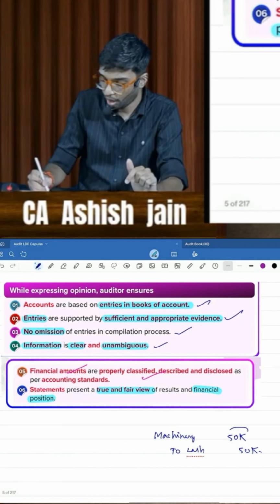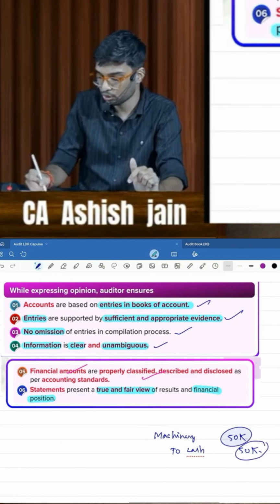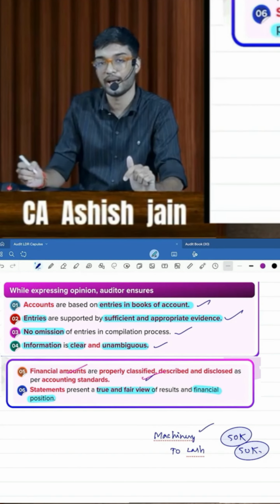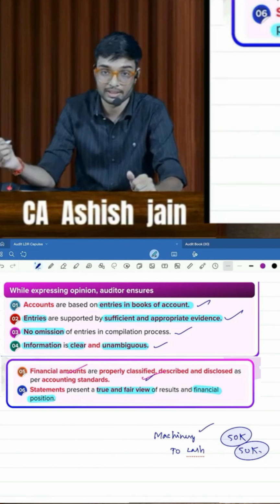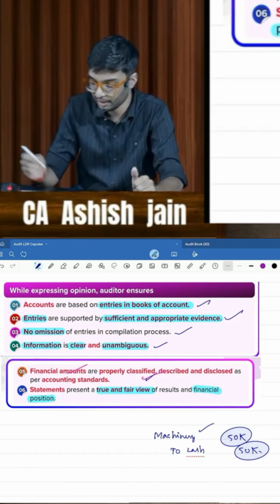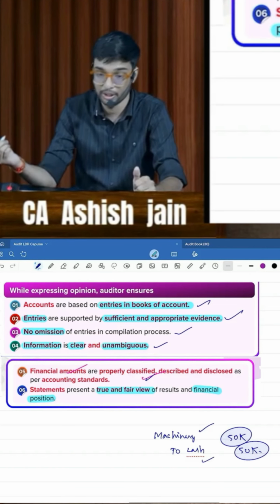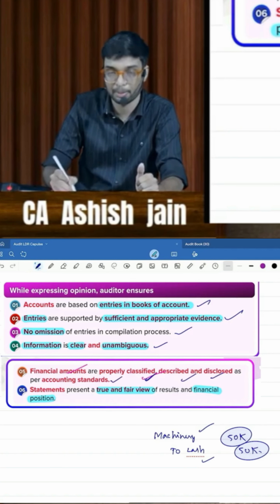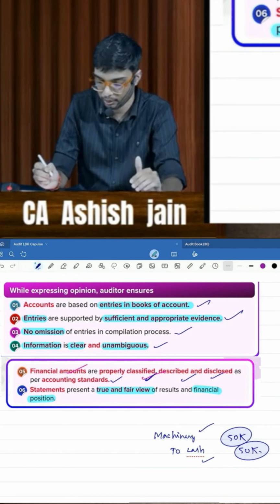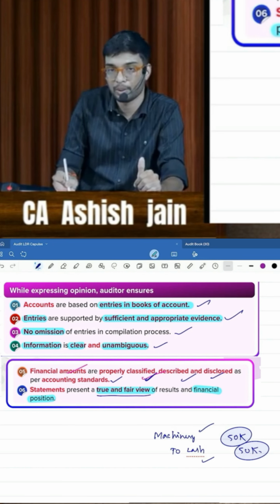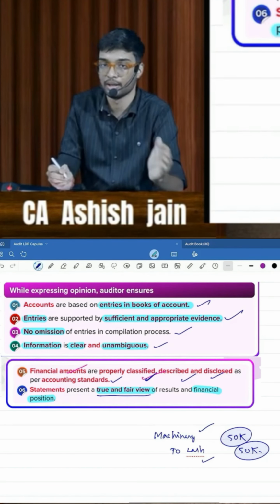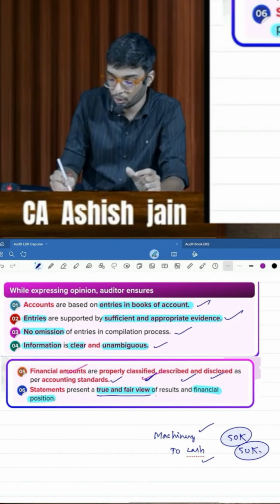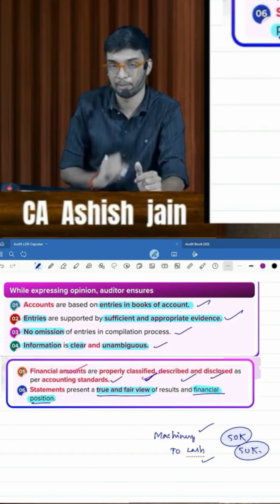Then the financial amount: you can see that 50,000 is the financial amount. This has to be properly classified, meaning machinery has to be properly classified in the balance sheet under the asset side, and cash has to get reduced. So this has to be properly classified, described and disclosed as per Ind AS or AS. Then the statements presented: whatever balance sheet and P&L the management is preparing, that statement represents a true and fair view of results and financial position.